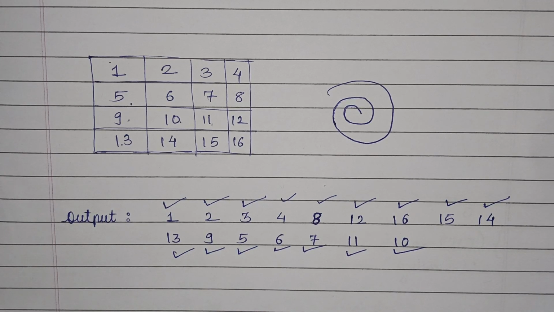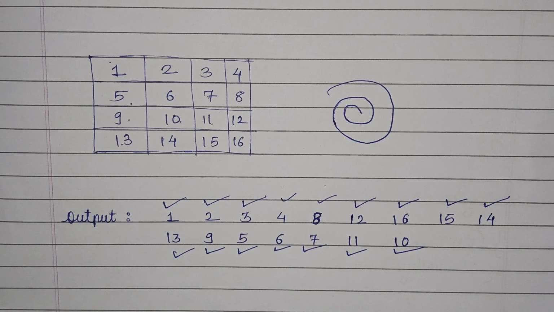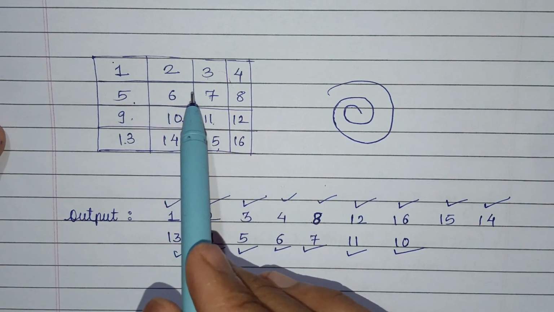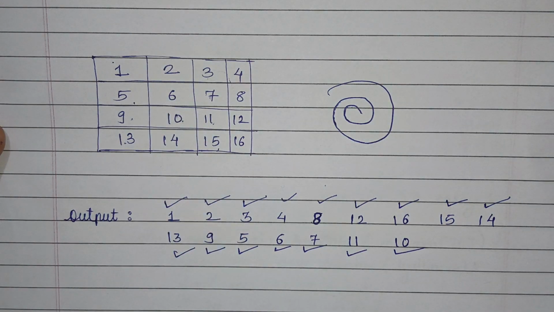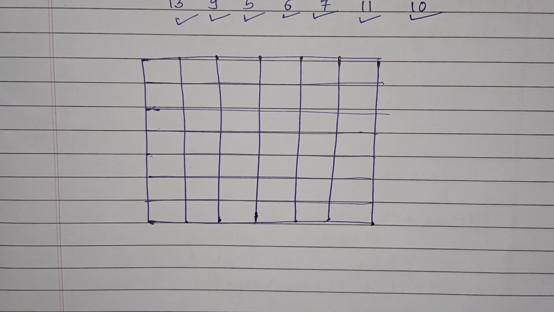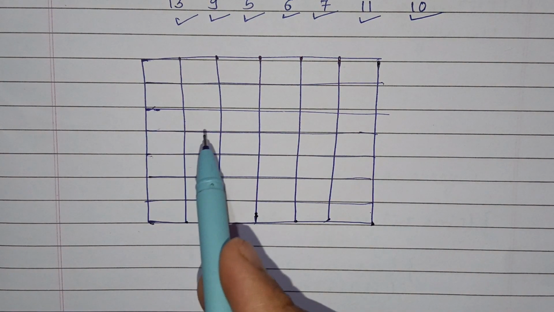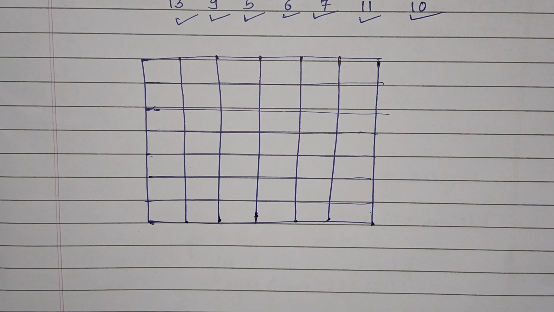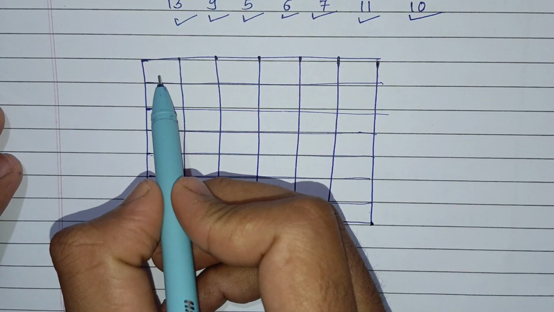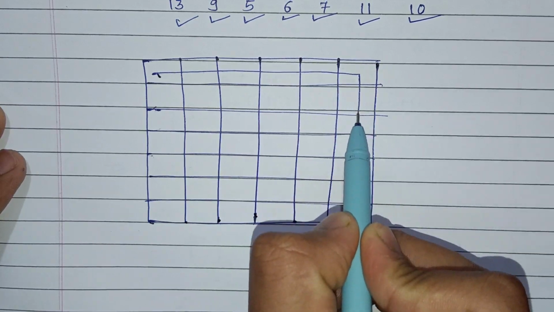So let's think about the approach. We have observed while seeing the spiral matrix output, we have to first print the outermost part of the matrix. Then we will go to the inner part. So let's take an example of a big matrix. Suppose this is the matrix and we have to print the elements of this matrix in spiral format. So first we will print the outermost part of the matrix.